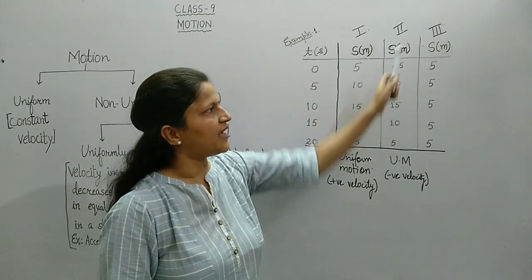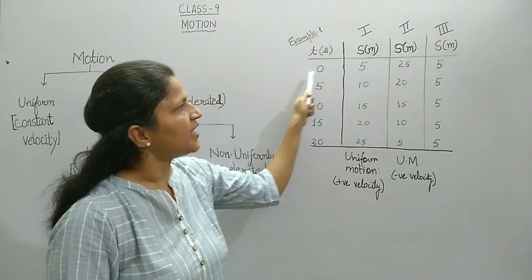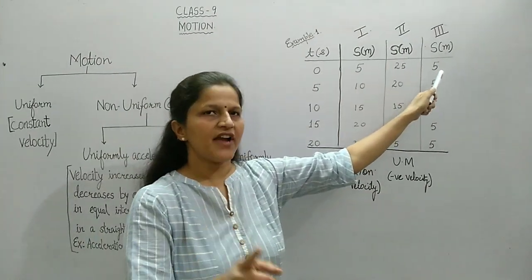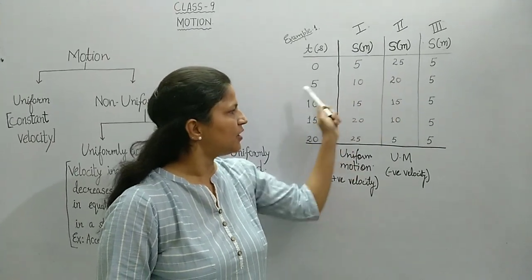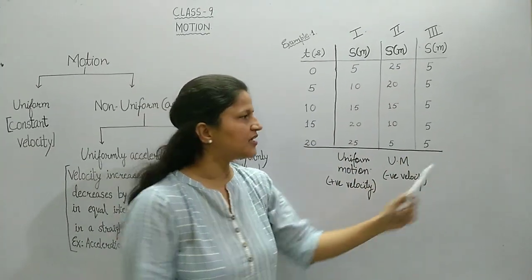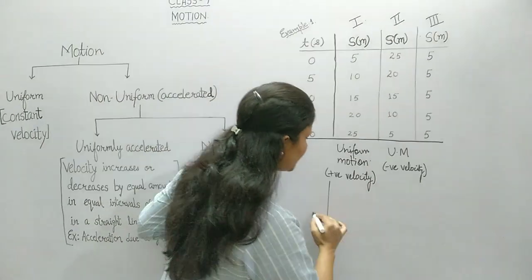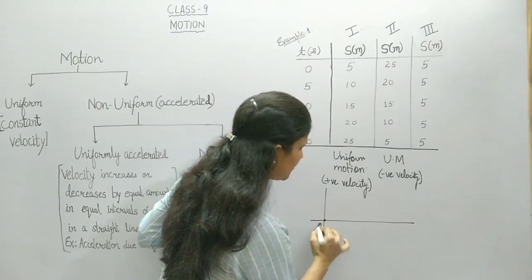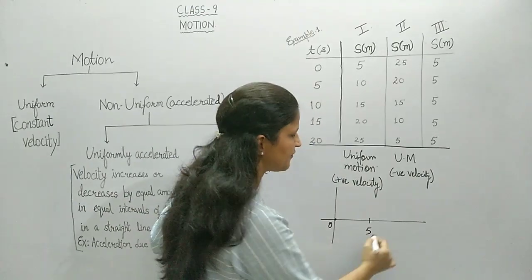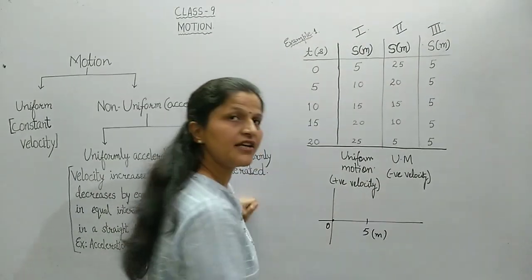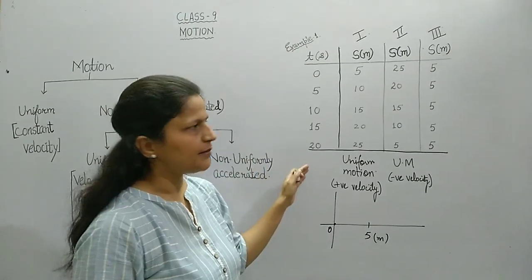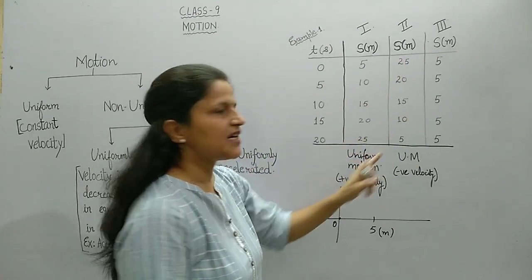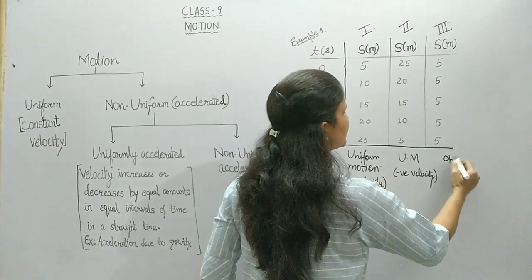Considering the third case now, we see that at t equal to 0, the object is at 5 meters. At 5 seconds also it is at 5, and at all times it is found 5 meters away from the origin. Like this condition, where this is the origin and suppose this distance is 5 meters. So the object continues to stay at the 5 meter point whatever may be the lapse of time. So this is the condition representing an object at rest.